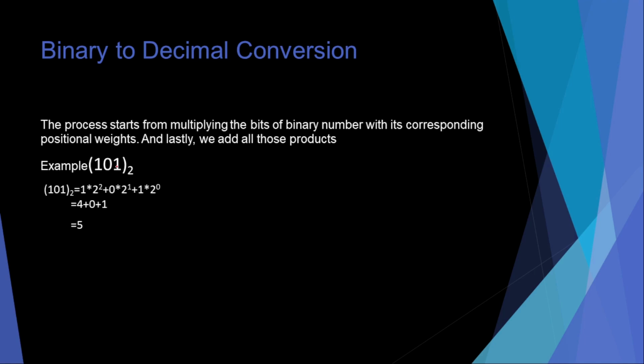This is a binary number. I need to convert this number into decimal form. The binary number base value is 2, and the decimal number base value is 10.